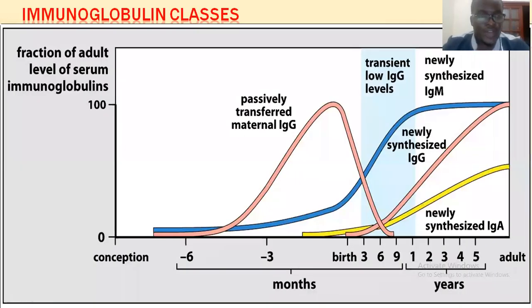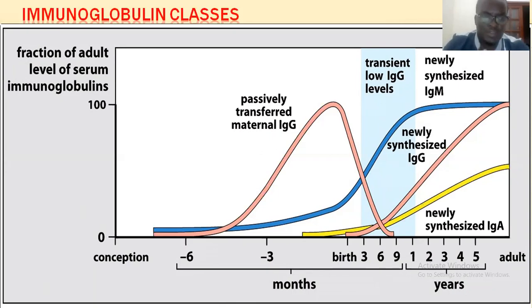Okay, the fraction of adult level of serum immunoglobulins. This is a similar example to what I told you, that the first immunoglobulin that will be produced is IgM and then IgG. Here I'm just showing the passively transferred maternal antibodies, because IgM from the mother doesn't move across, since it moves as a pentamer, a 5-antibody star-based structure. So it is too big to cross the placenta.